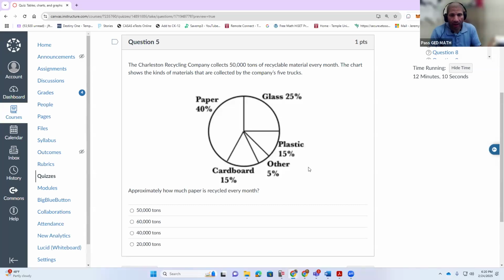Approximately how much paper is recycled every month? It says 40%, and so that would be C, 40,000 tons. How'd you get 40,000 tons? Because you look at the percentage where it says paper.